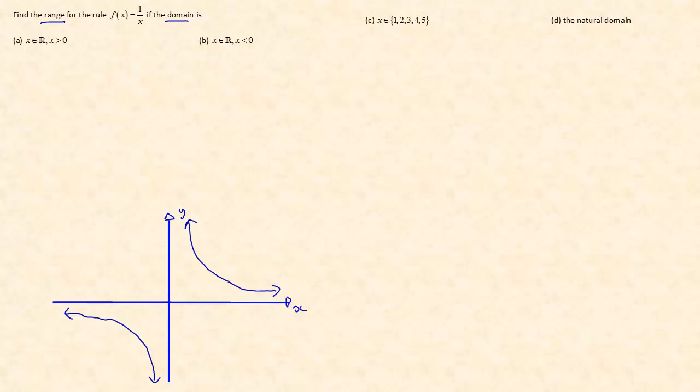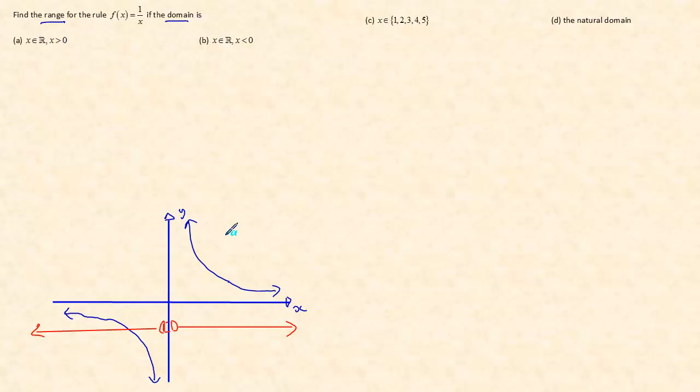Now remember, the range is the y or output values. One way that I use to look at it is, imagine that you're in a glass elevator here which can go up the y-axis, and that you can see infinitely in both directions. When do you actually see some curve in front of you?